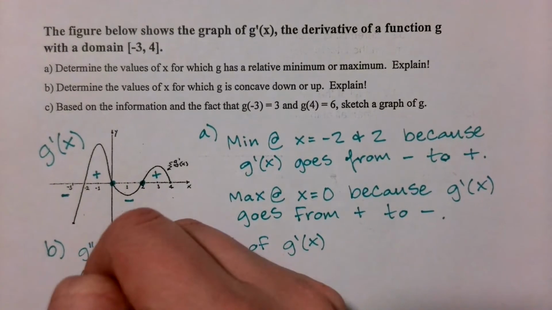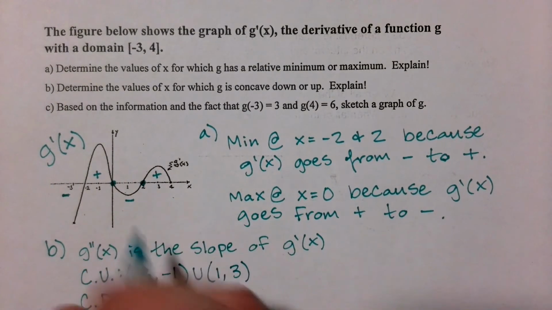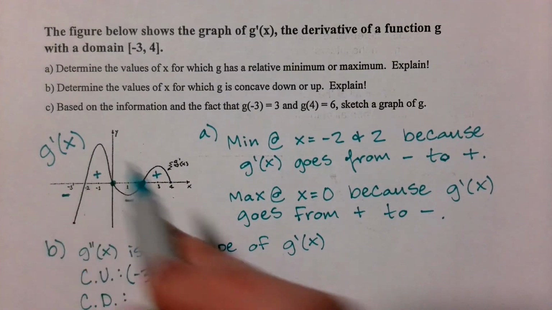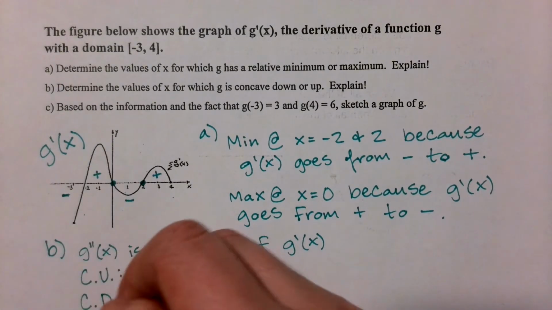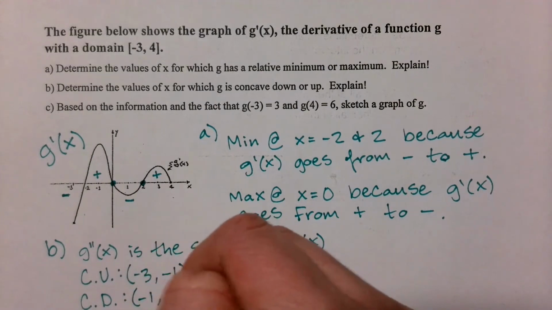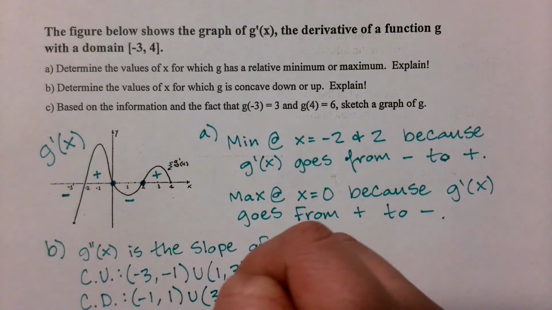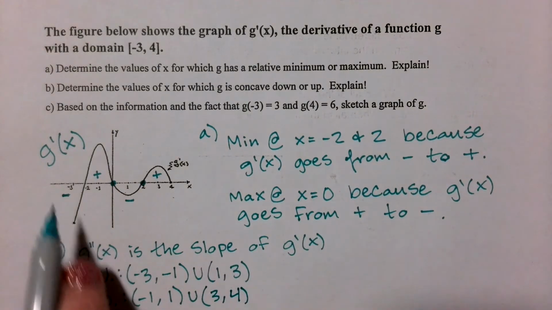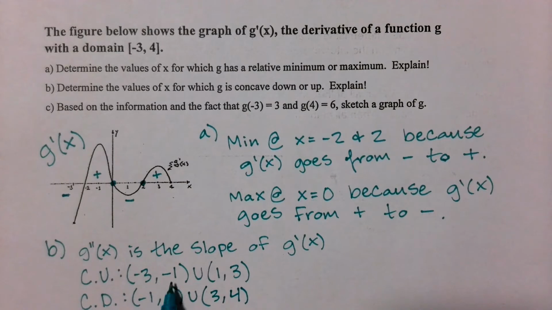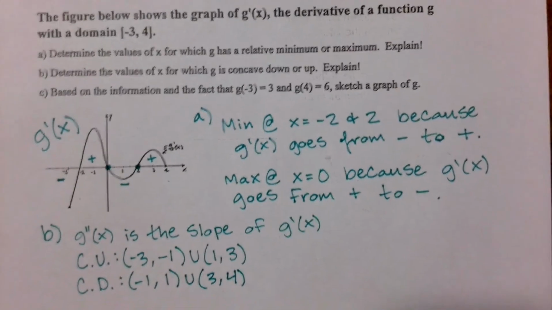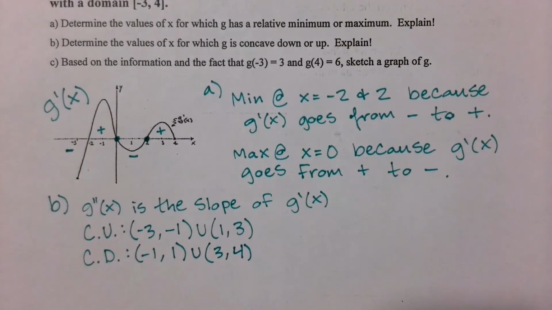And then g would be concave down on -1 to 1, and then from 3 to 4. So we should hit everything here. We went from -3 to -1, -1 to 1, 1 to 3, and then 3 to 4. So everything should be included, just like if we talk about a function being increasing, decreasing, or constant, it has to fall under those categories at all intervals.